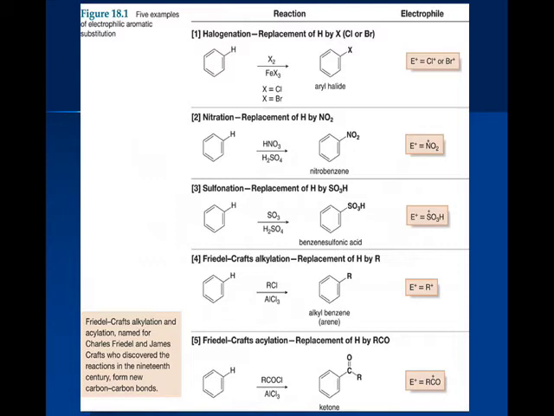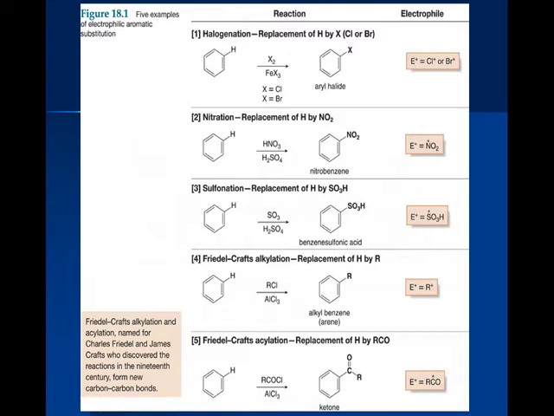So how do we generate that electrophile? Well, we typically use an alkyl chloride and aluminum trichloride to generate a carbocation, which is the electrophile. Aluminum trichloride pulls the chlorine off of the alkyl halide and generates a carbocation. Okay? What functional group is this?